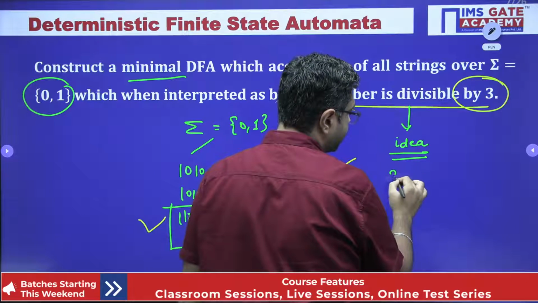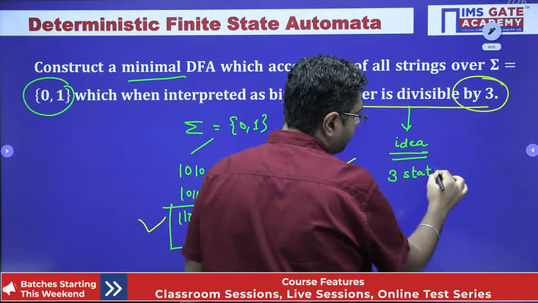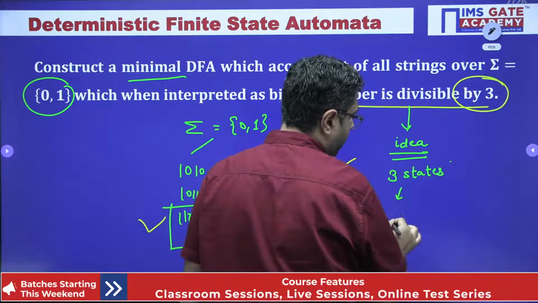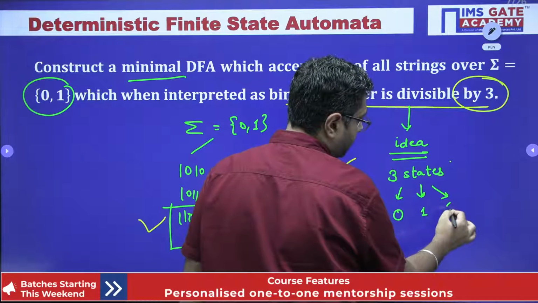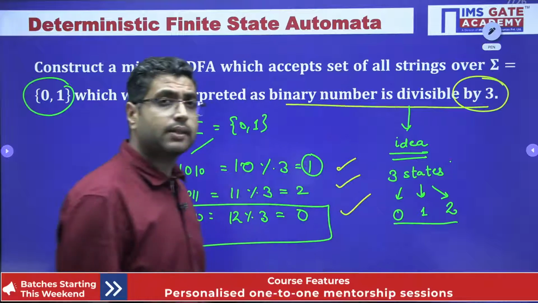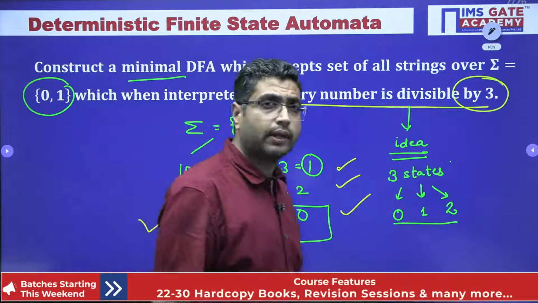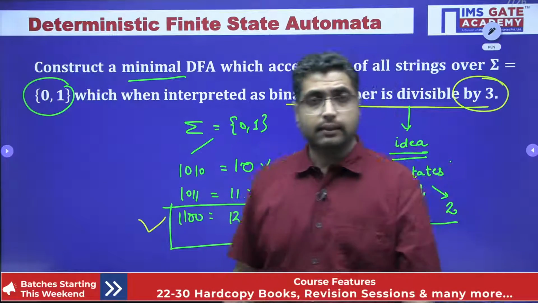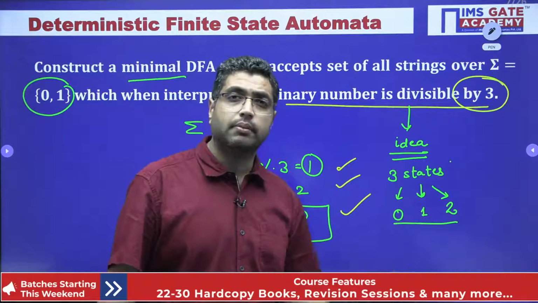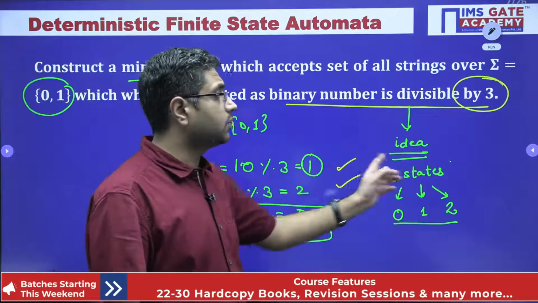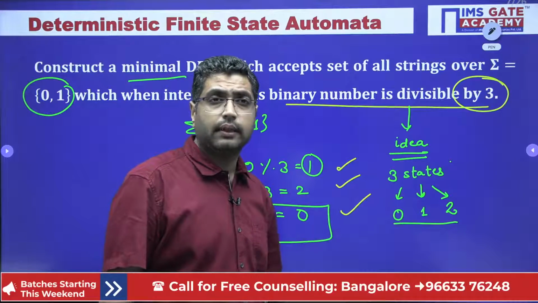We will have 3 states. Why 3 states? To represent the 3 remainders. So when something is divided by 3, you can get 3 possible remainders, 0, 1 and 2. Based on that, you will have 3 states in your DFA, Q0, Q1 and Q2. Q0 will represent remainder 0, Q1 will represent remainder 1 and Q2 will represent remainder 2, and through that logic you should try to solve this, right?